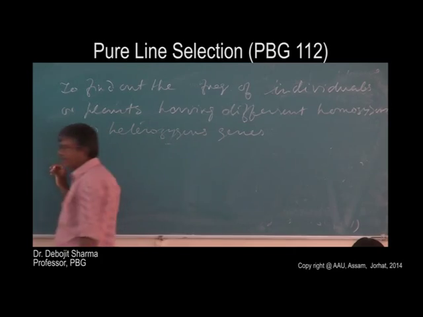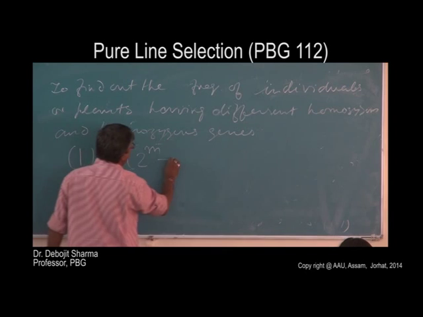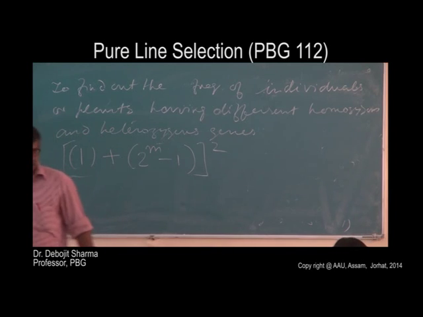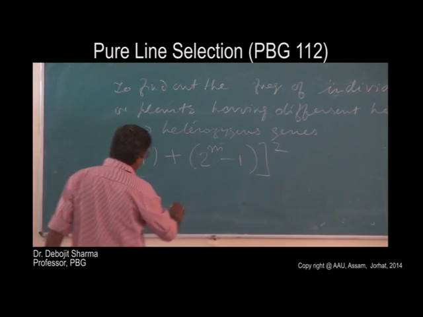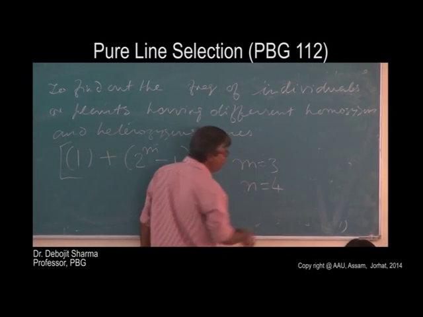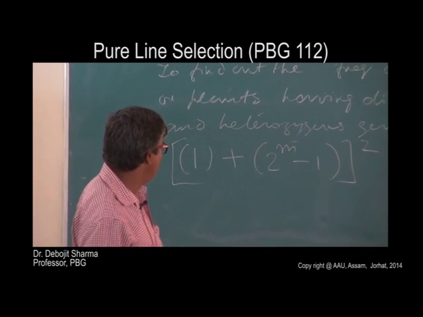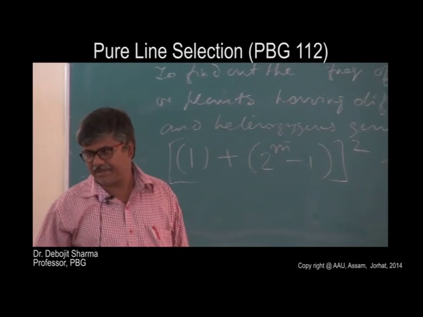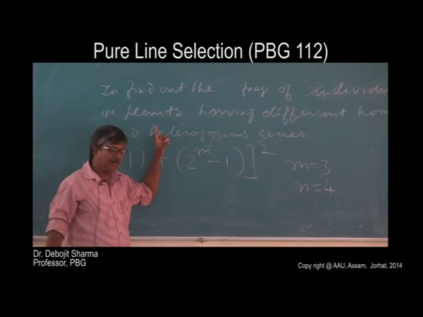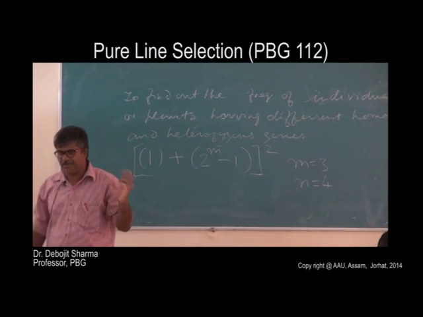I gave you one to expand the binomial (1 + (2^m - 1))^n. I gave you to expand this binomial with m equal to 2, m equal to 3 and n equal to 4. After 3 generations of self-pollination, and when 4 genes are segregating, what will be the frequency of individuals or plants having different numbers of homozygous and heterozygous genes.